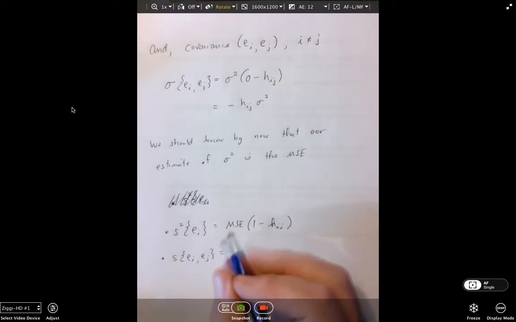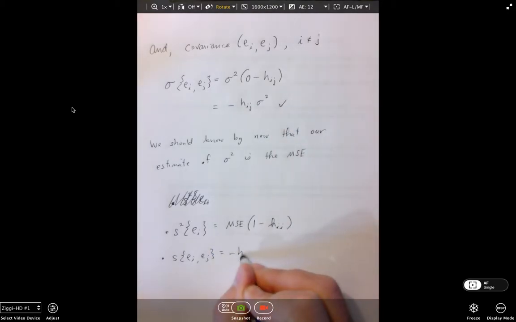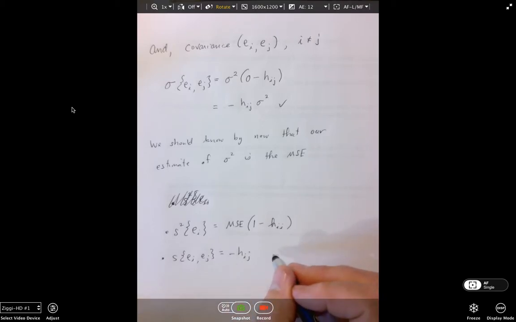So anyway, guys, we can see from back up here that this is going to be negative Hij times the mean square error. And again, obviously, just make sure there's no misunderstanding there. Let's do that.